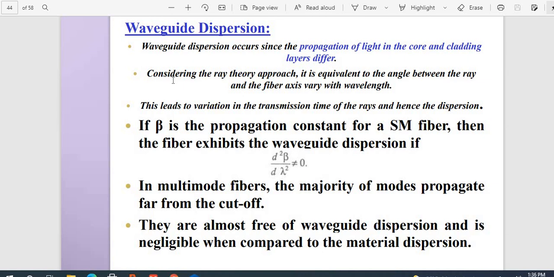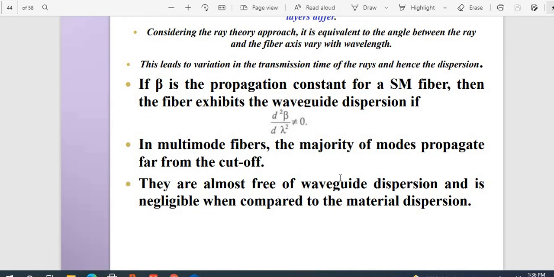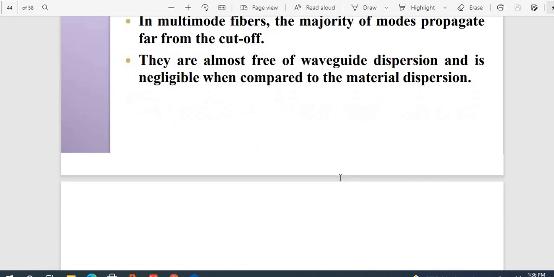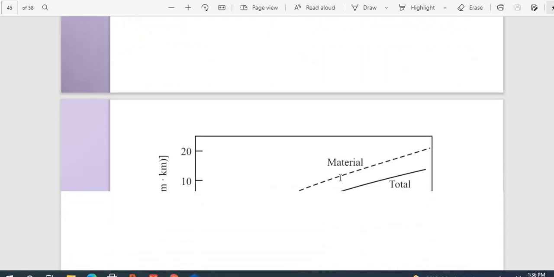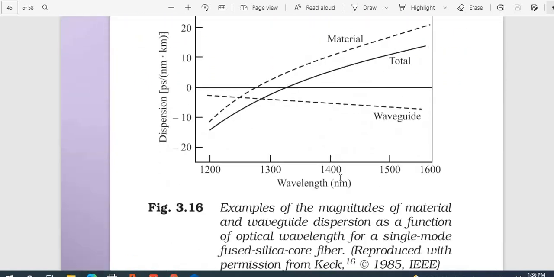Next point, when we talk about the fiber, whatever waveguides you are using are almost free of waveguide dispersion, and it is negligible when compared to the material dispersion. When we compare waveguide dispersion with material dispersion, waveguide dispersion will always be almost free. That is one of the points you need to consider. Now let us see the diagram and how it works.